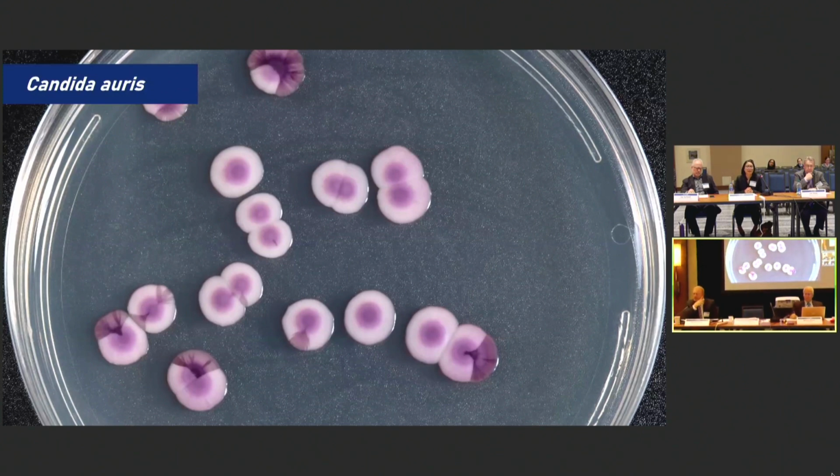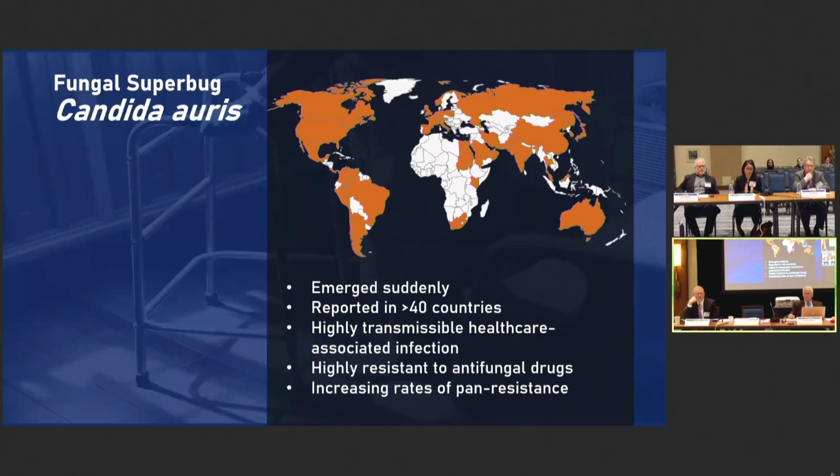Okay, so the last example to share is about Candida auris, C. auris, and then next slide, thanks. And I know that we've heard a lot about this fungal superbug, especially it's been in the news a lot this past week. So just as a quick recap, C. auris emerged suddenly about 15 years ago, on 3 separate continents independently.